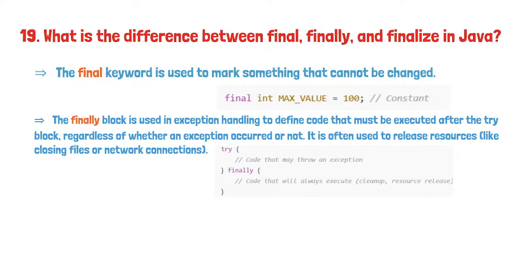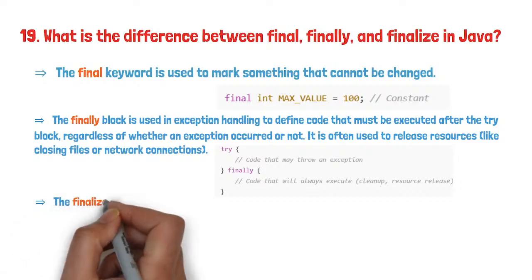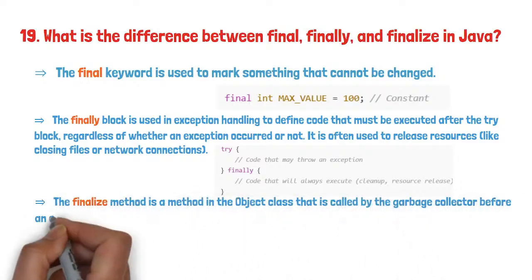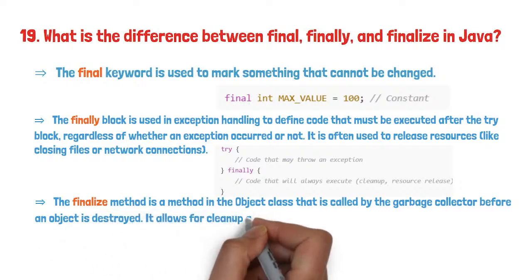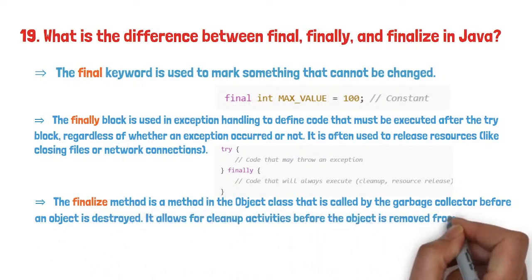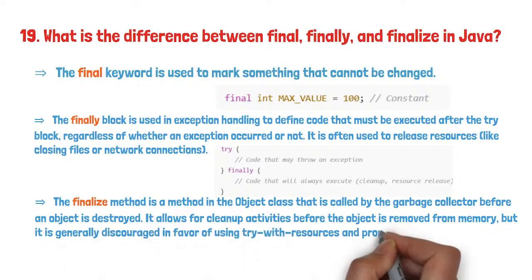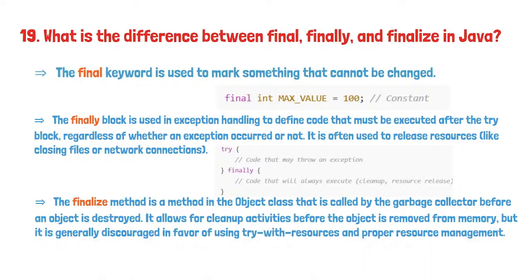The finalize method is a method in the Object class that is called by the garbage collector before an object is destroyed. It allows for cleanup activities before the object is removed from memory, but it is generally discouraged in favor of using try-with-resources or proper resource management.